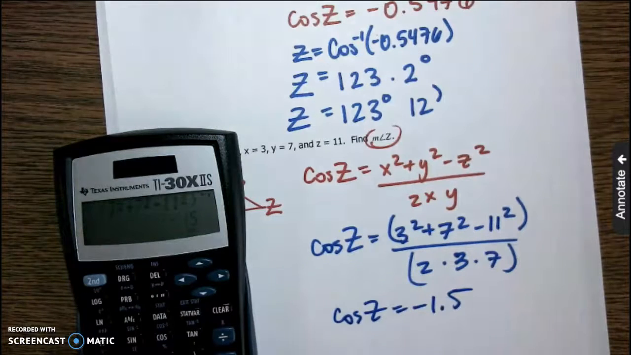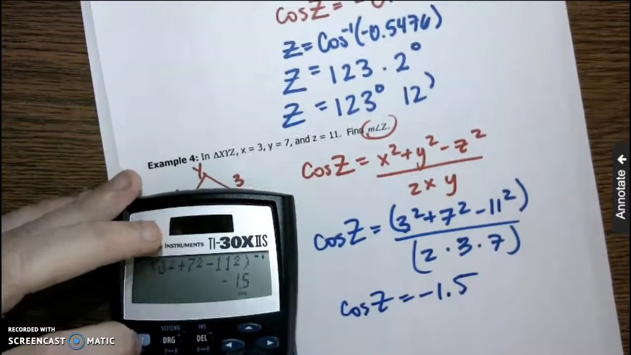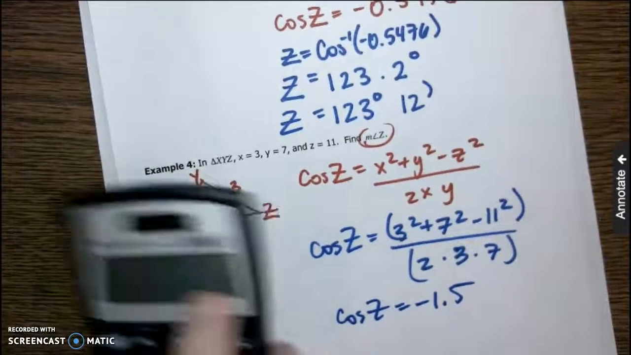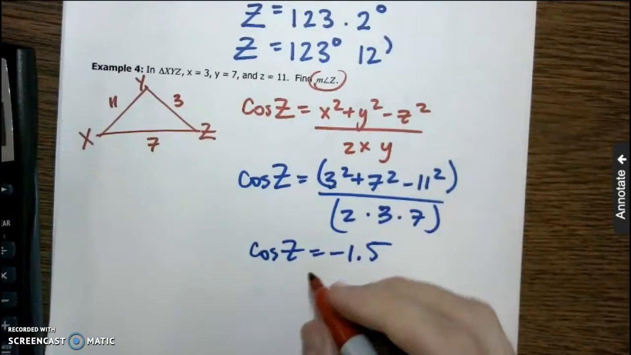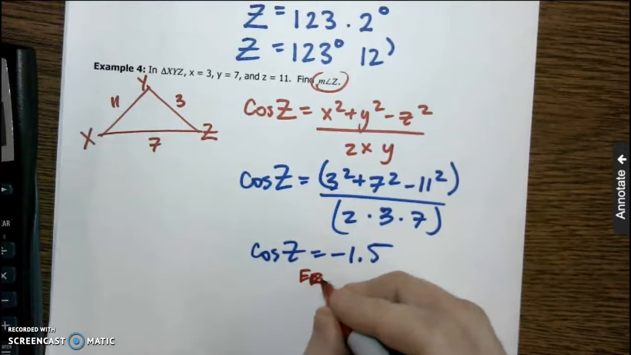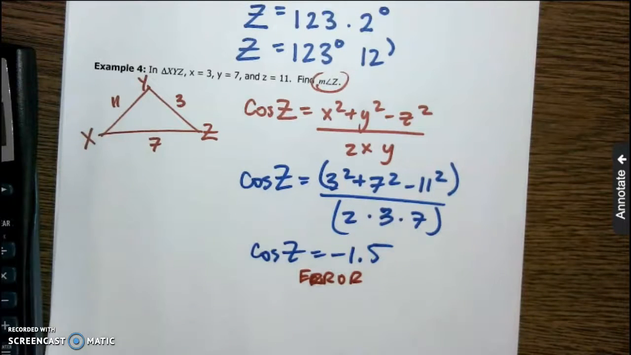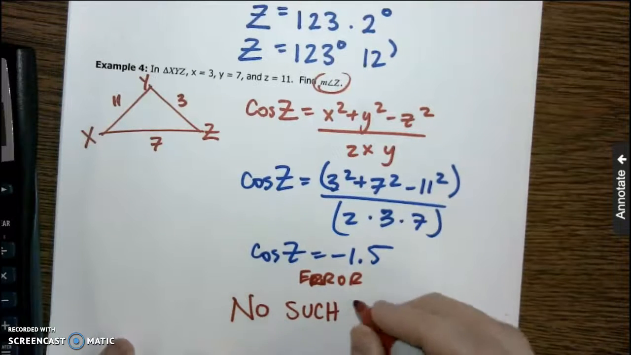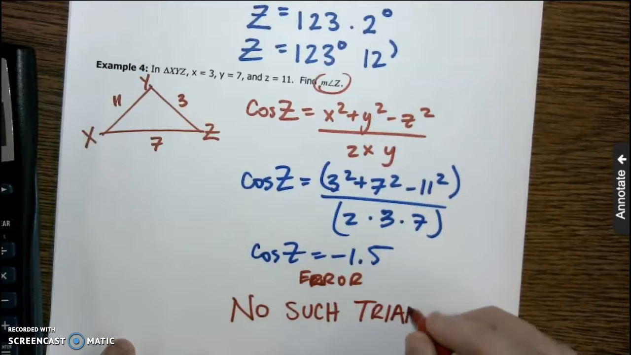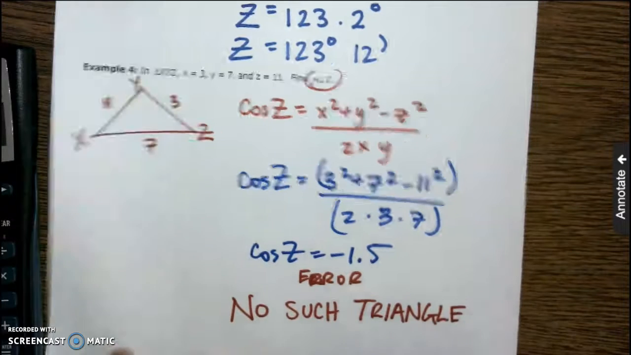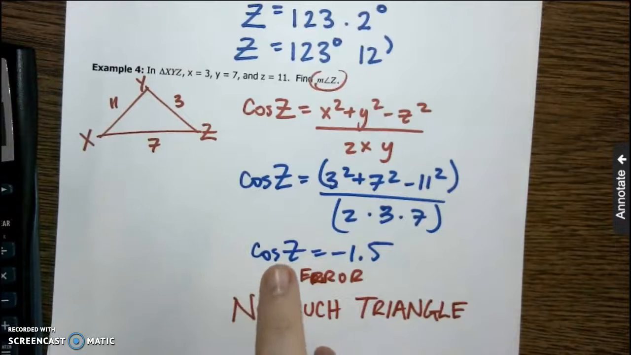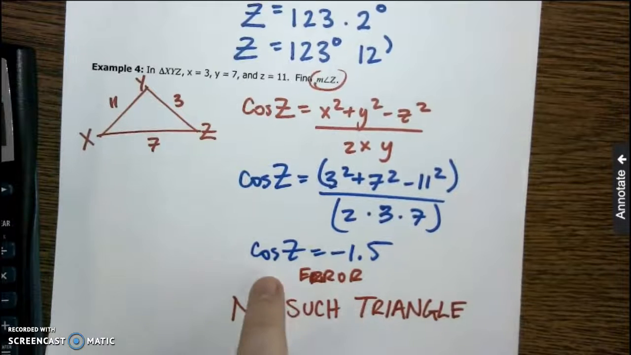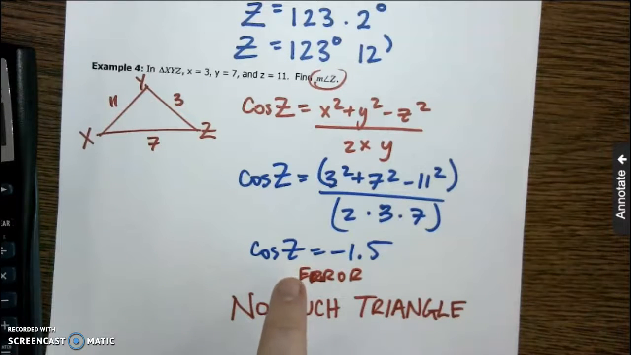We're going to then take the inverse because that doesn't make sense. And it says domain error. So there is an error, let's spell that right, which means there is no such triangle. So the reason it didn't work mathematically is because cosine has a range of -1 to 1. Negative 1.5 is way too small. There is no angle that will give you that cosine. So that's why there's an error.